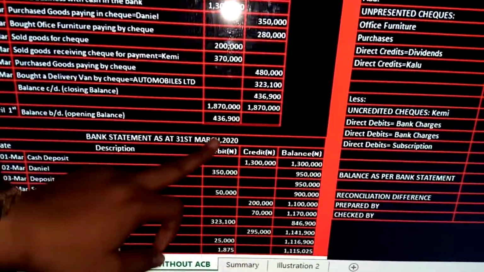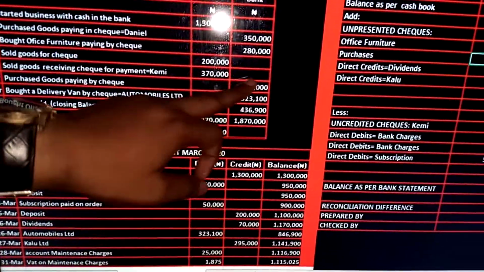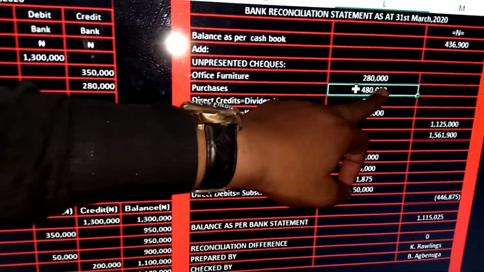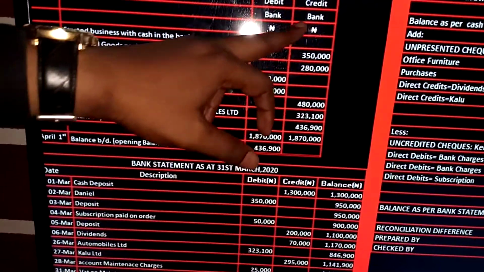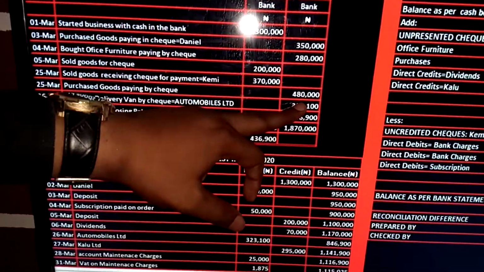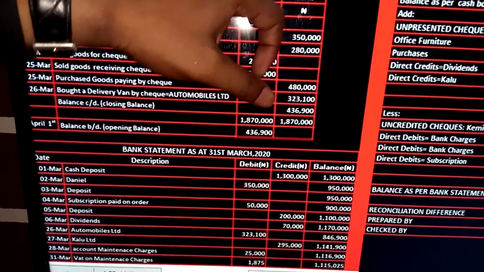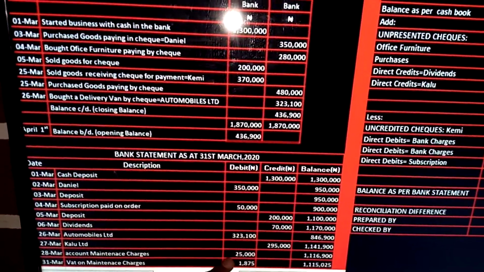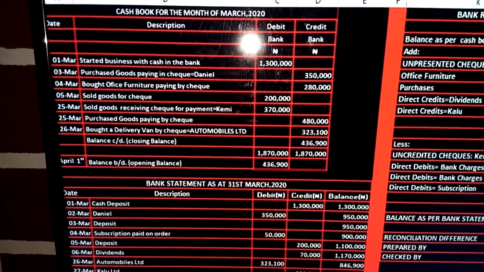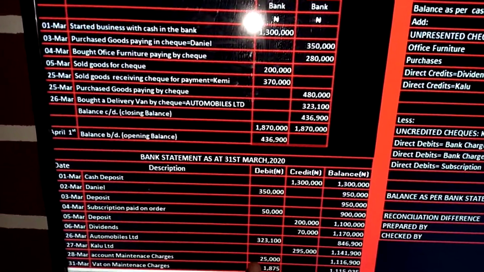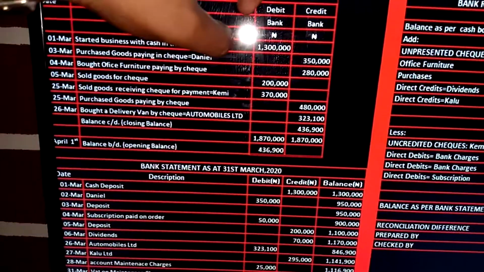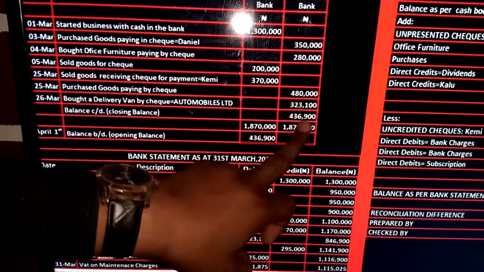The next one, 480,000. Is it in the debit side of the bank statement? No. What do you have? Purchases. So we have purchases, 480,000. Is there any other item that we need to check? No. Now that you have checked what is in the credit side that is not in the debit side of the bank statement, you will now do what is in the debit of the bank statement, and that is not in the credit of the cash book.